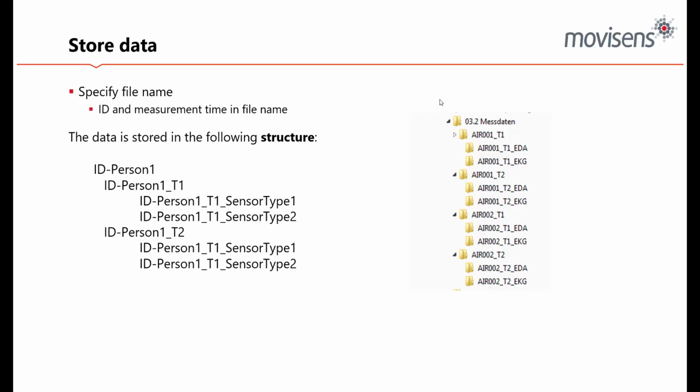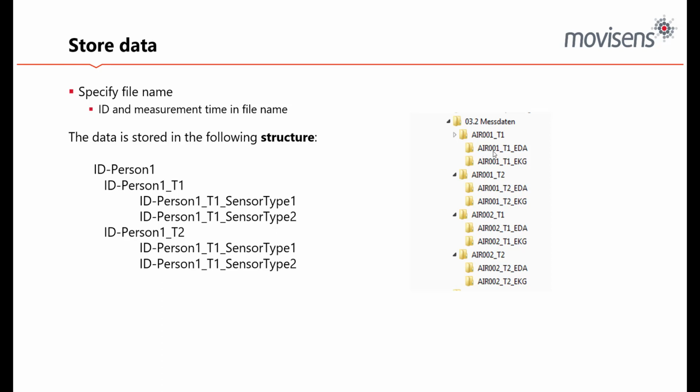When storing the data, it's important to get into good practices here and specify the file name with clear identification and measurement time in the file name and in the folder names. So the data should be stored in the following structure. Even if we look here at an excellent example of a study that was done, we have the overarching measurement data folder here, and then we have participant Air 001 at time point 1. That time point will be a time point potentially in when you're actually going through the study and just utilizing the sensor manager's timestamp feature.